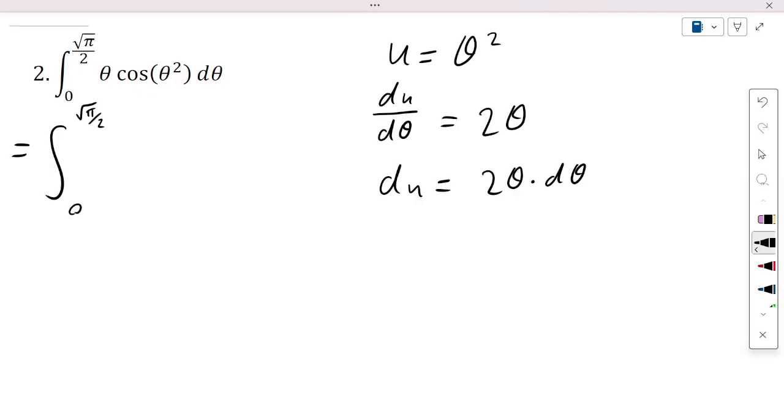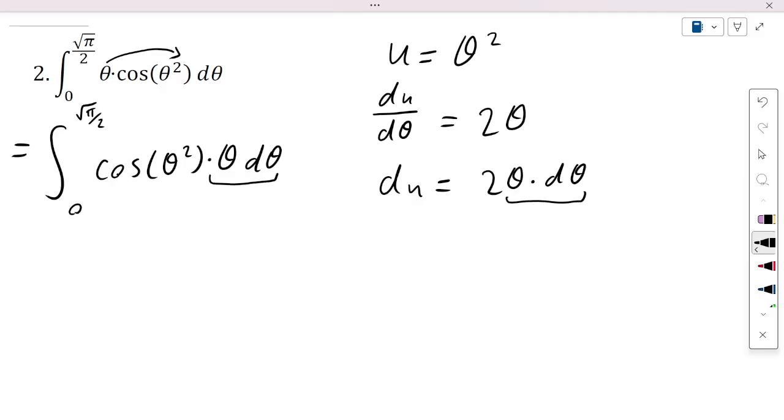And I want to take this to the end and show you what we are going to do now. We need to manipulate this. So it's going to be cosine of theta squared multiplied by theta with respect to theta. Can you see now that we have something similar over here, right? But this 2 is in the way.